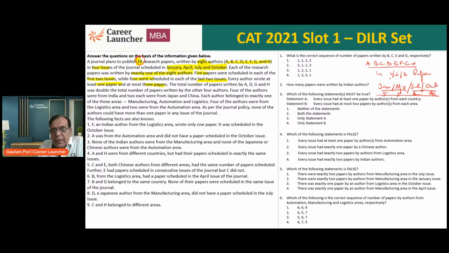8 authors. Each author writes a paper alone. No paper is written by multiple authors. And each author writes either 1, 2 or 3 papers. Okay? So far, this is what has been told to us. Okay. So let's go further.